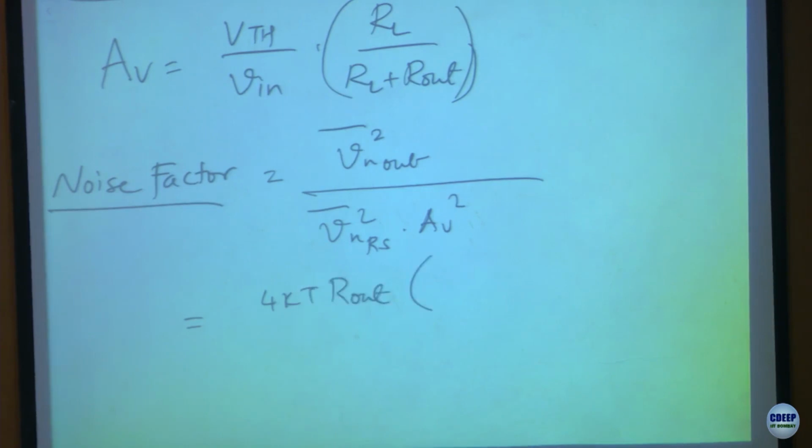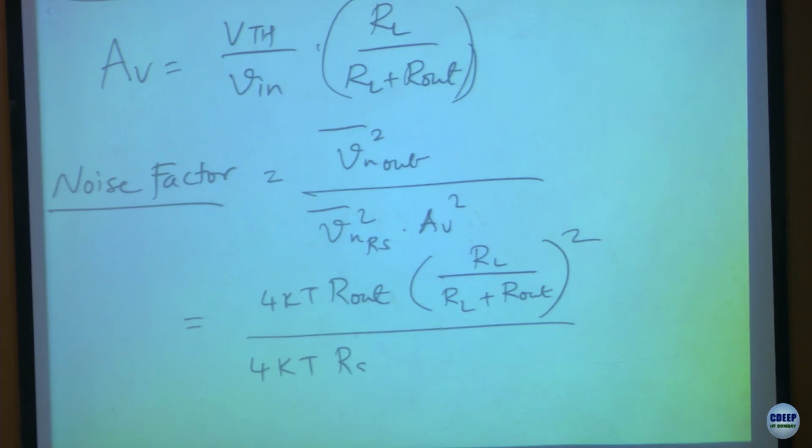I know I'm going a little bit fast, but if there is a question on the algebra, we can take it up next time, or I'll review it again. But let's end with 4 KT RS, and AV we already defined here, which is VTH divided by VN square and RL divided by RL plus R out square.